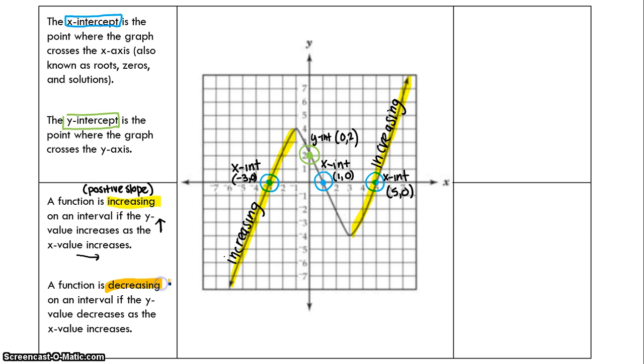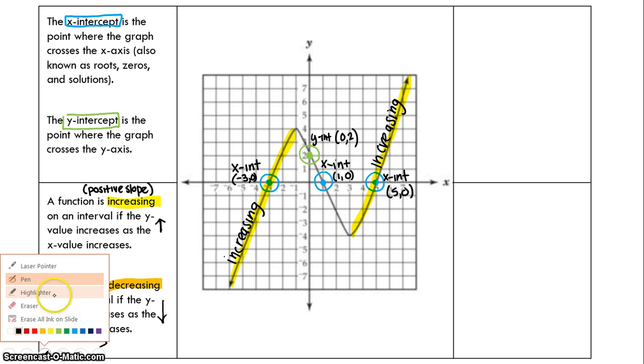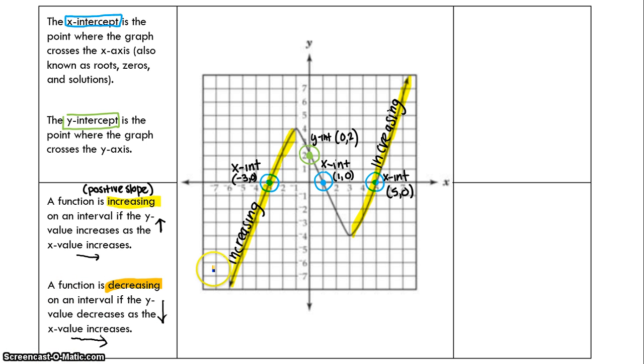I'm going to say my function is decreasing on the interval, and notice the definition here. If the y value decreases as the x value increases. So we're still moving as far as the x value increasing. We're still moving to the right, but this time we're moving down. So when you're judging increasing and decreasing, you always want to think you're going from the left side to the right side. So decreasing, I'm going to go ahead and highlight this section of my graph, and I'm going to put a label on there to describe this as decreasing.